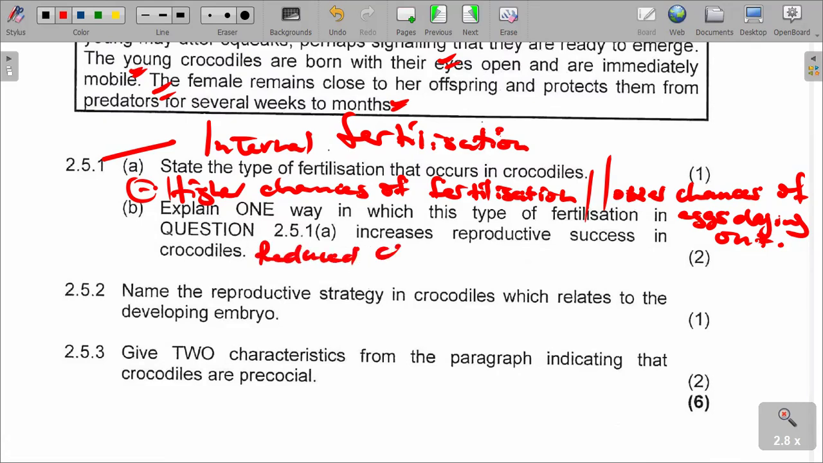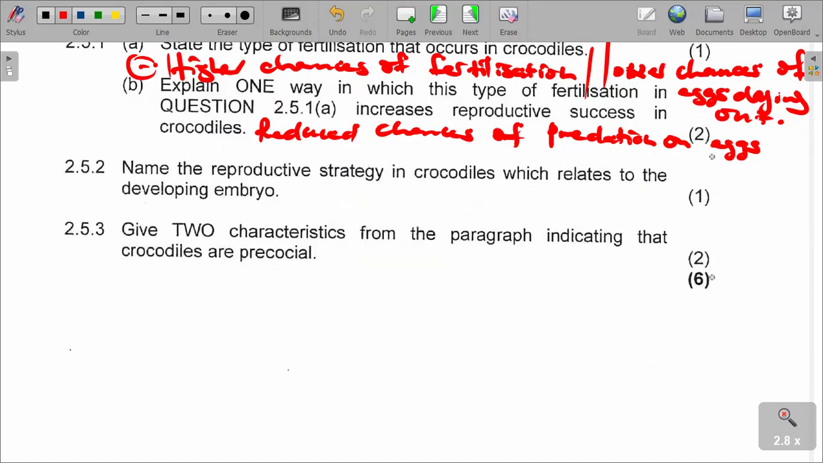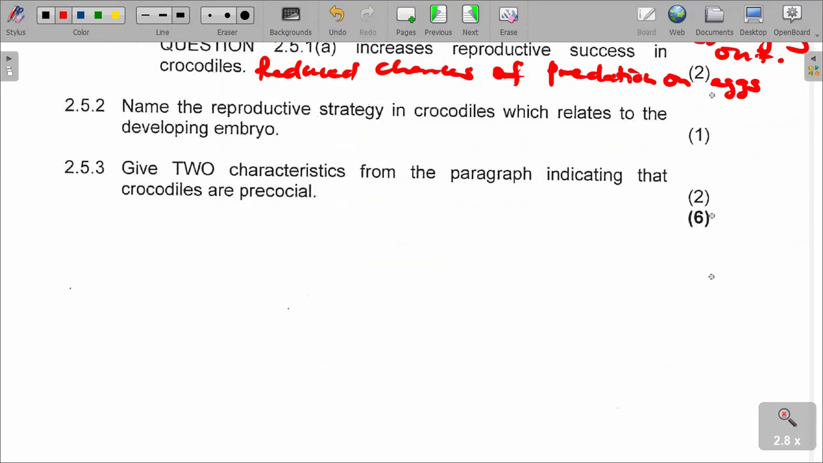At the same time, we have reduced predation on the eggs. There are lower chances of predation, because organisms that might feed on the eggs cannot do that since the eggs are inside the mother's body. So we have reproductive success that is very high.